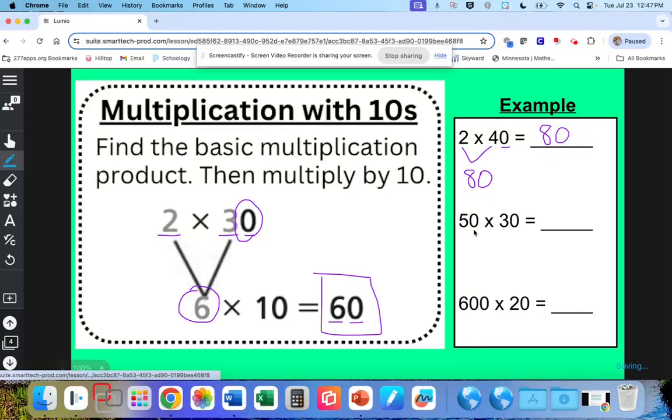Now this next problem has zeros in both the first and the last number. Again, we can forget about the zeros and just multiply our base numbers. So 5 times 3 is 15. Now, in this case, we had a 0 on the front number and we had a 0 on the second number. So how many total zeros is that? 2. So we're going to add in 2 zeros into our answer. Now, don't forget your commas. Ones, tens, hundreds, comma. So our answer is 1,500.